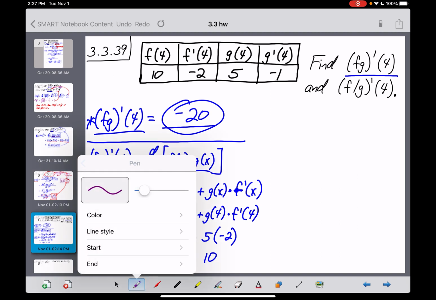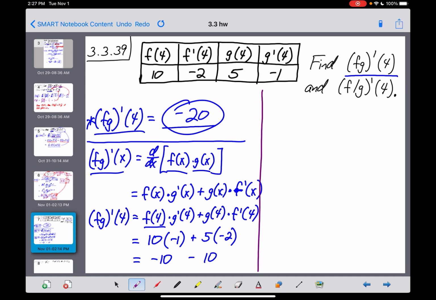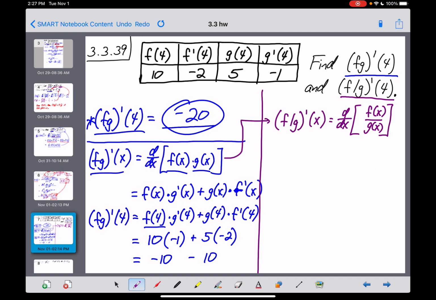Okay, let me switch colors over here. Now for the second part of this, they want us to find (f over g)' of 4. Let me learn my lesson and go right to the general sense here. I'm looking for my general derivative. They're asking us to take the derivative with respect to x of the quotient f of x divided by g of x. Hopefully, obviously, that is going to require the quotient rule, since there are variables on both the top and the bottom.